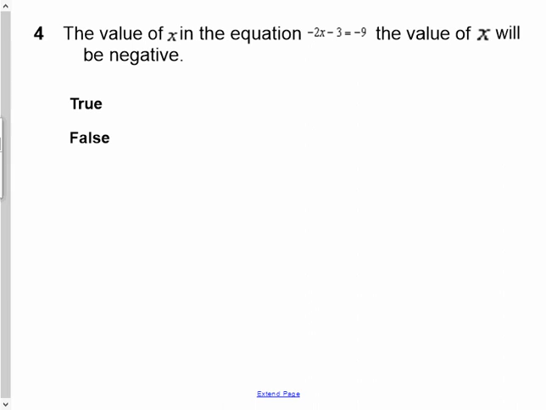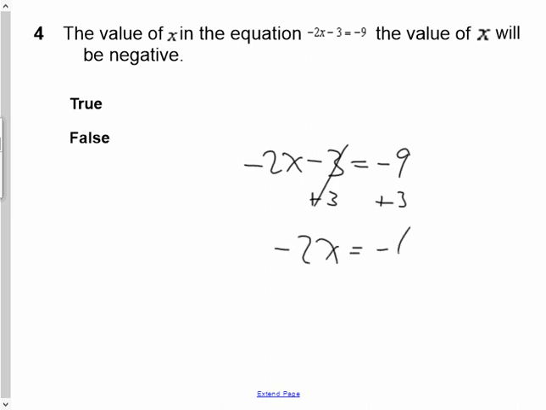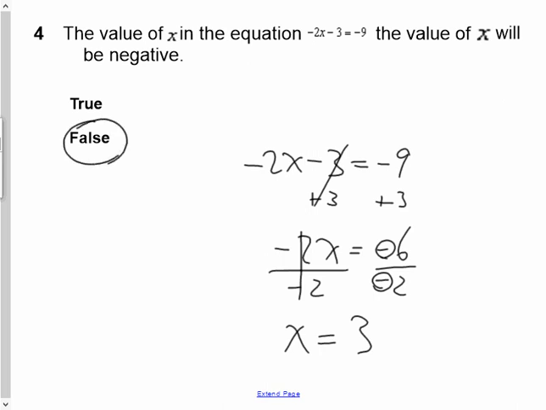In question 4, the value of x in the equation negative 2x minus 3 equals 9, the value of x will be negative. What we have to do here is actually just solve for x. We're going to add 3 to both sides to get rid of the constant. Negative 2x equals negative 6. And we're going to divide both sides by negative 2. And x will equal a positive 3, because a negative divided by a negative is a positive. So the answer for this is false. It's going to be a positive.